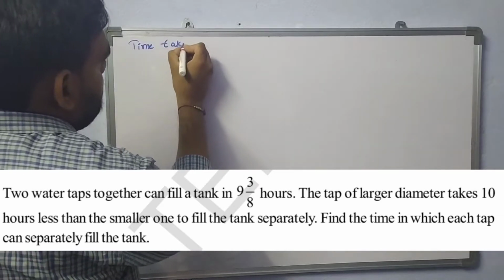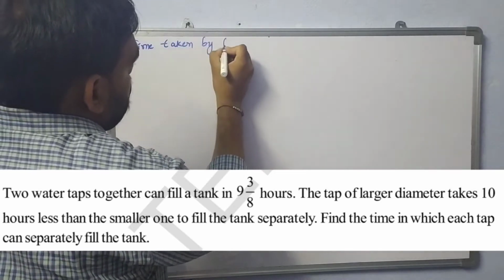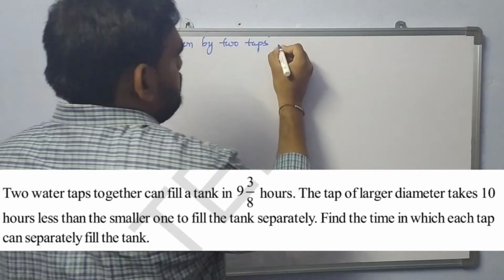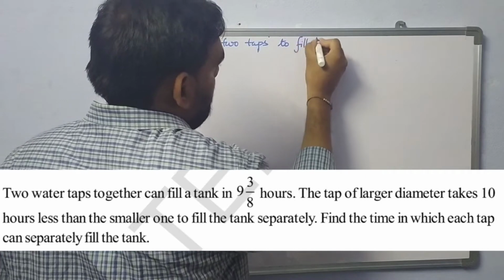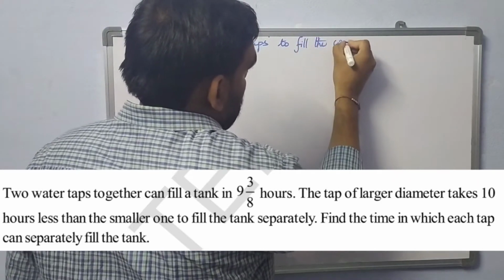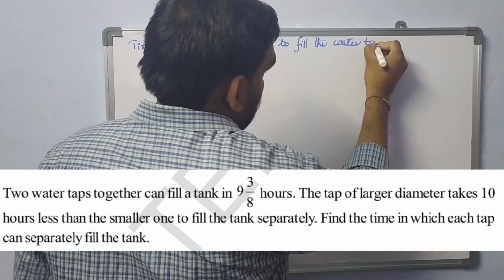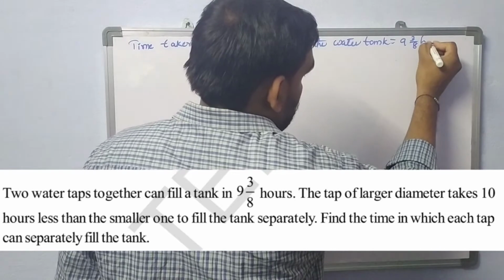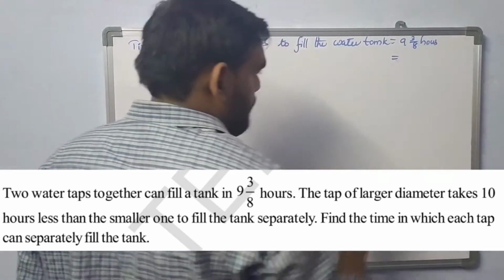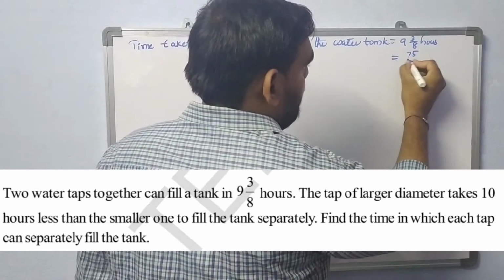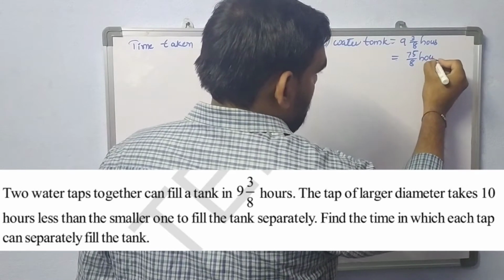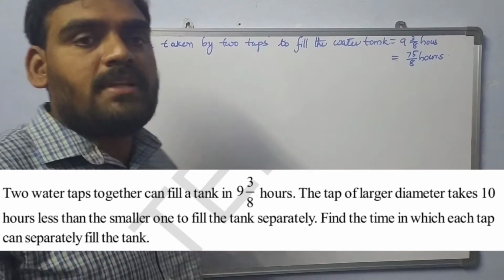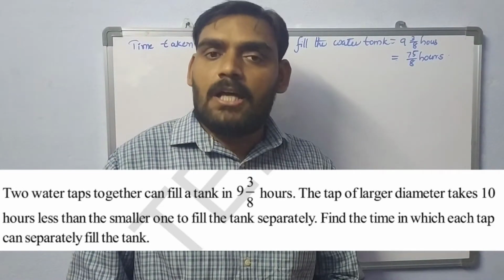First, the time taken by the two taps to fill the water tank is equal to 9 3/8 hours. 9 3/8 hours means 75/8 hours.